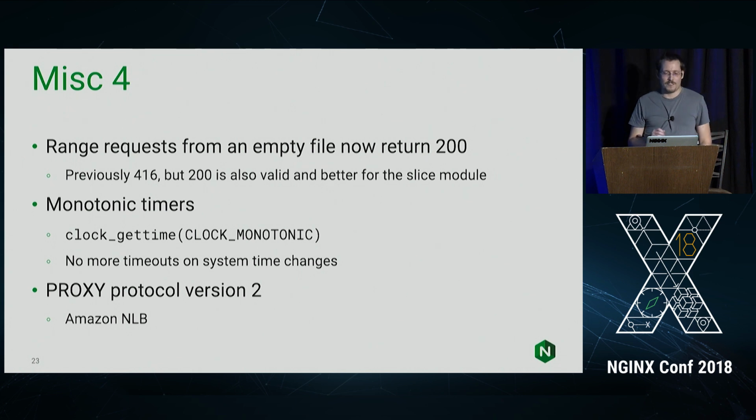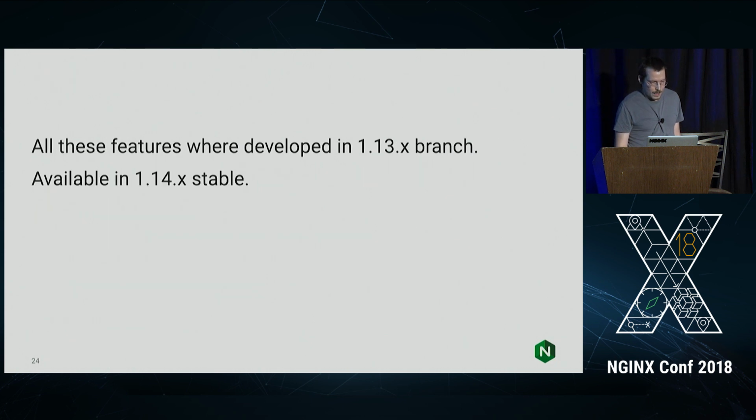Range requests on an empty file now return 200 instead of 416, which is better for the slice module. And for timers, NGINX now uses monotonic time if available in the OS, so there will be no more weird timeouts on system time changes. And we now support proxy protocol version 2, so you can use NGINX behind Amazon NLB. All these features were developed in the 1.13 branch and are available in the latest stable.